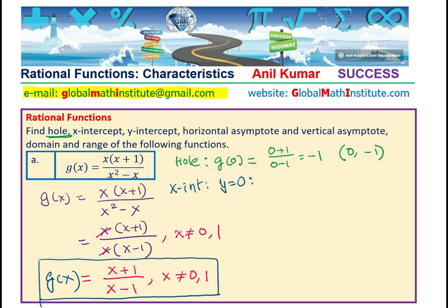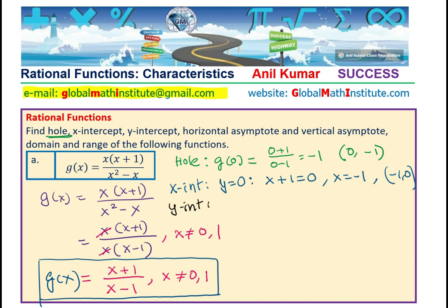So x-intercept means y is 0, means the numerator is 0. That implies that x plus 1 equals 0, which gives you x equals minus 1. So the x-intercept is at x equals minus 1. You could also write this as a coordinate point, minus 1, 0. Makes sense, right?